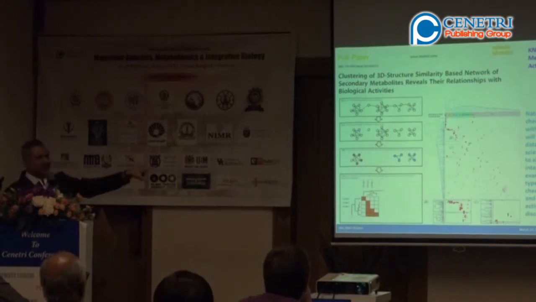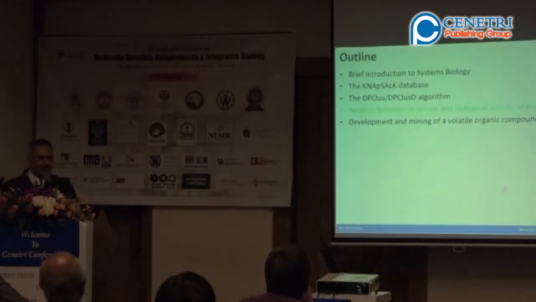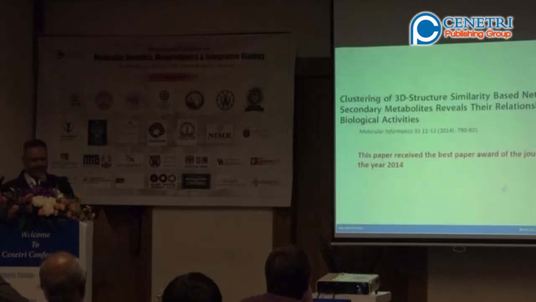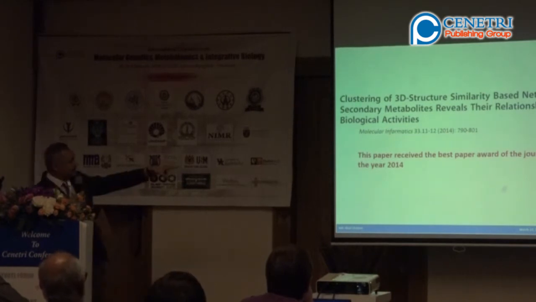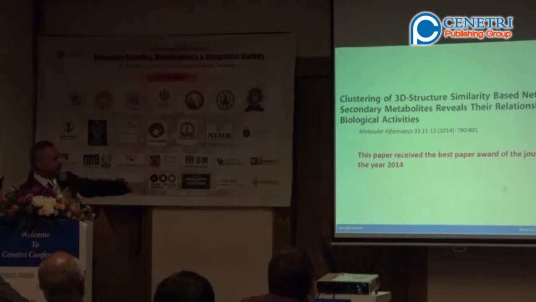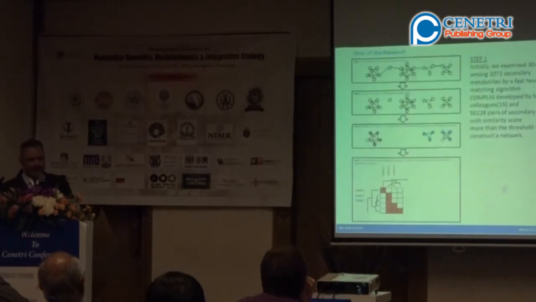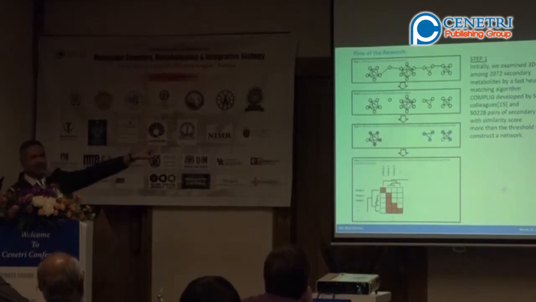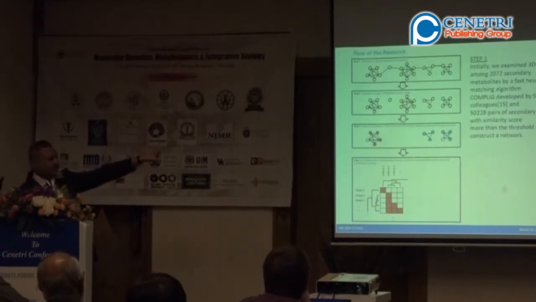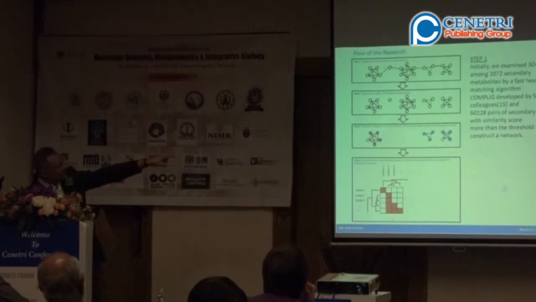Now I will focus in a little more detail on this topic, the prospective one. This paper we published in Molecular Informatics in 2014, and also Lagiti received the Best Paper Award for this journal in 2014. This work was conducted in four steps. In the initial step, we constructed the network of metabolites based on structural similarity. So you can imagine we put an edge between two metabolites if they are structurally similar.